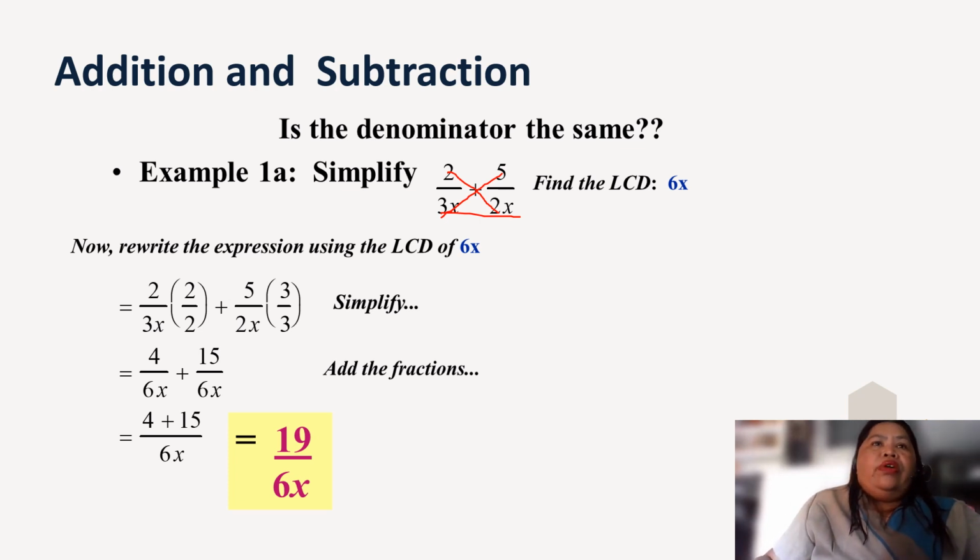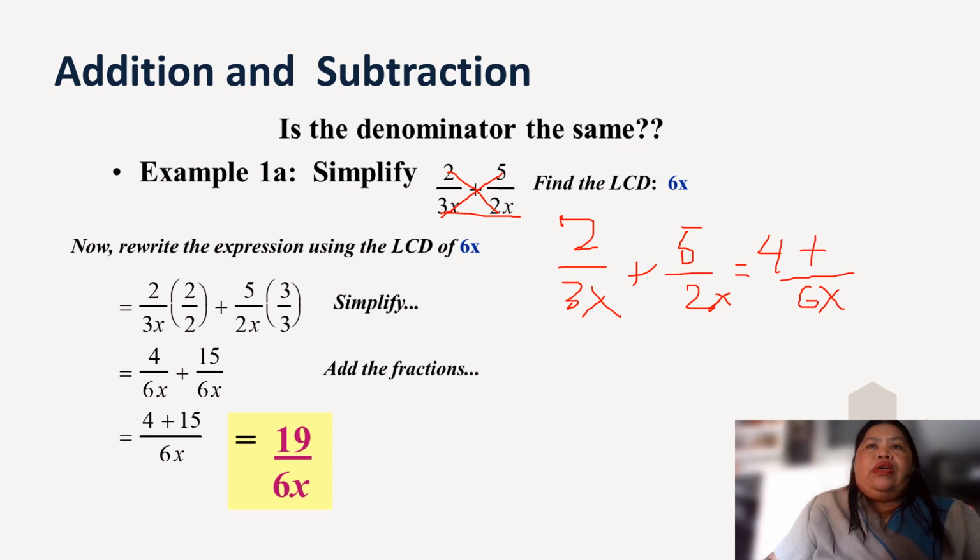Okay, so 6x, or no, we can divide directly. No, we can divide it by 6x. So 6x divided by 3x, 2 times 2, 4. Okay, plus 6x divided by 2x is 3. 3 times 5, 15. Okay, so that's why we get this.